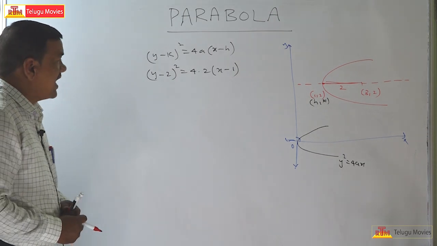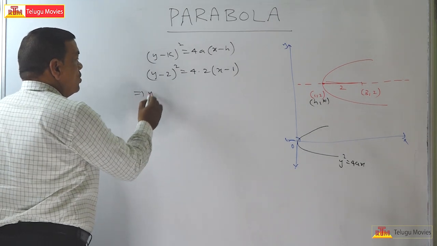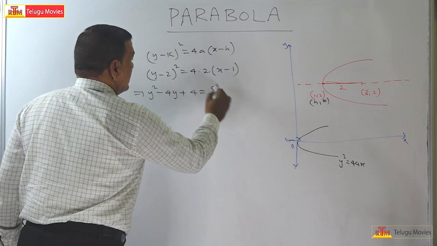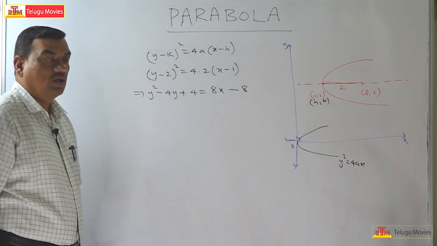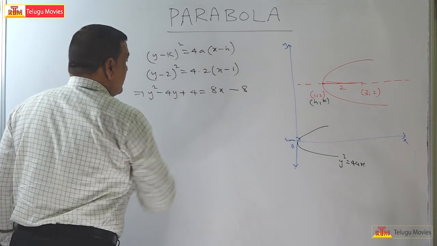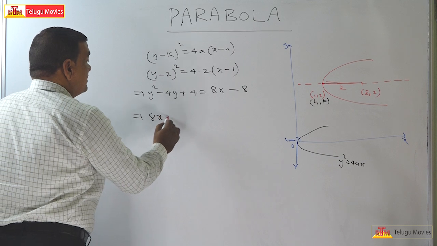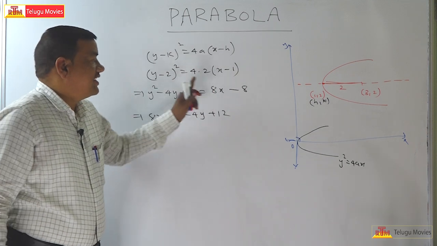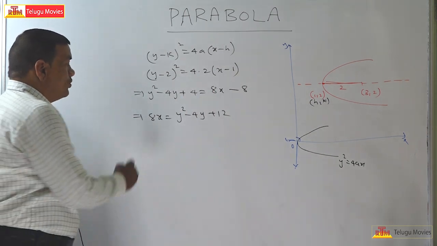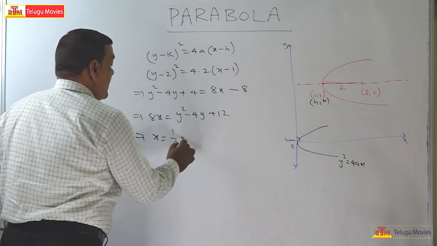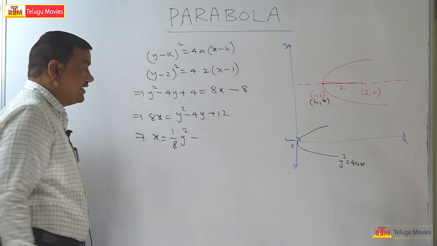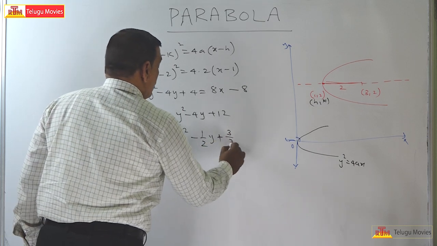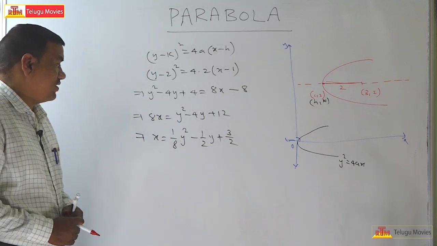Now try to expand and simplify this. So y square minus 4y plus 4 is equal to 4 twos are 8x minus 8. Now let us bring the minus 8 to this side. This implies 8x is equal to y square minus 4y plus 12. So x is equal to 1 by 8 y square minus, taking 8 to the right hand side, 1 by 2 y plus 3 by 2, since 12 by 8 means 4 threes are 12, 4 twos are 8.